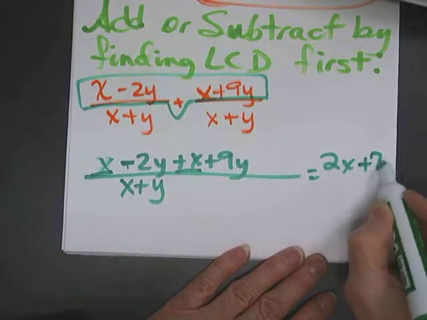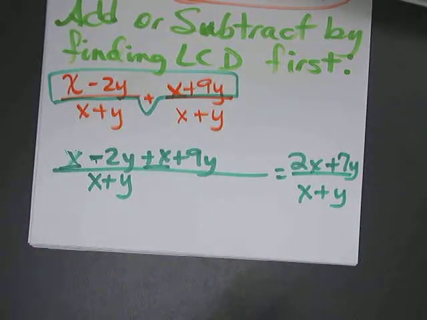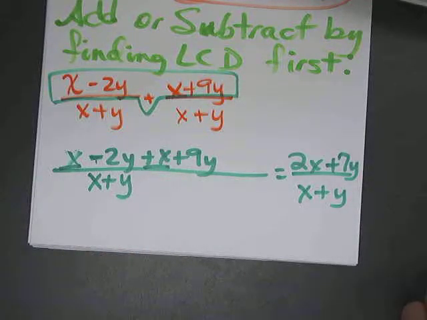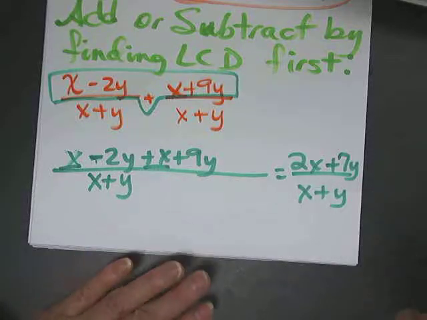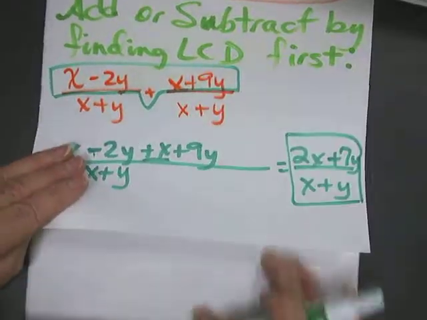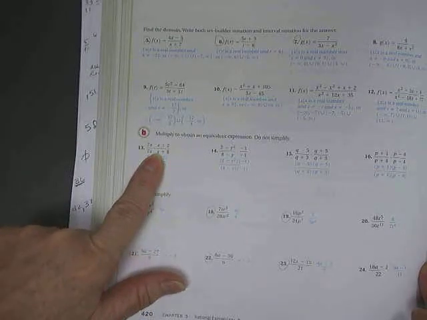So on the top, we have x minus 2y plus x plus 9y. That's not simple, is it? We need to combine like terms. x plus x is 2x. Negative 2y and a positive 9y is positive 7y. And we have x plus y. Can we factor the top? It'd be nice if this had been a 2, then we could factor the 2 out, and we'd have x plus y. Then we could cancel something. Nothing factors, that's as simple as it gets. It only gets more complicated.